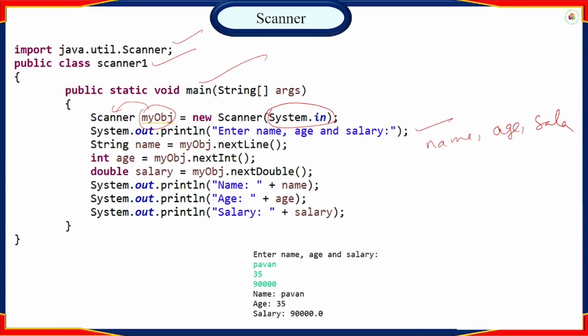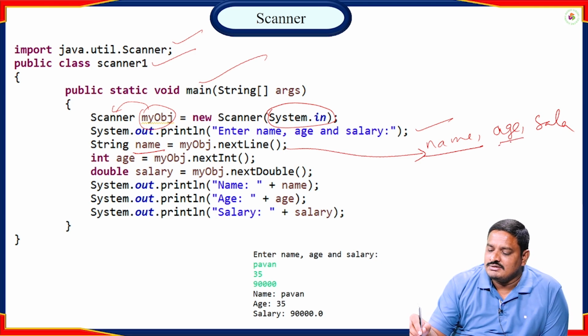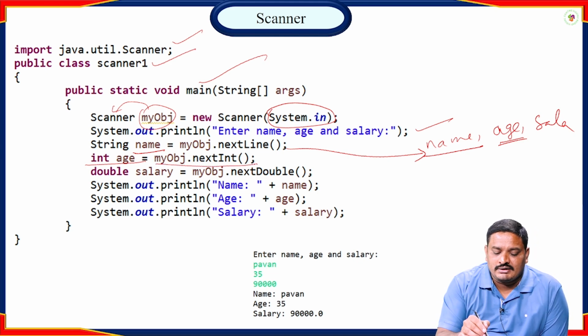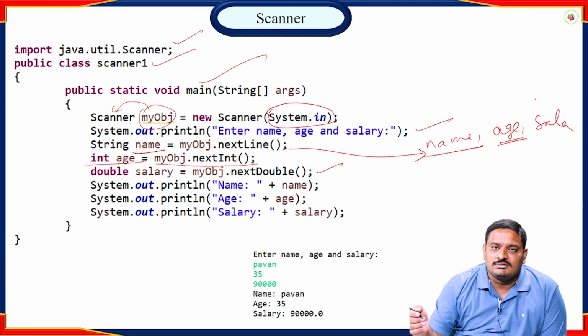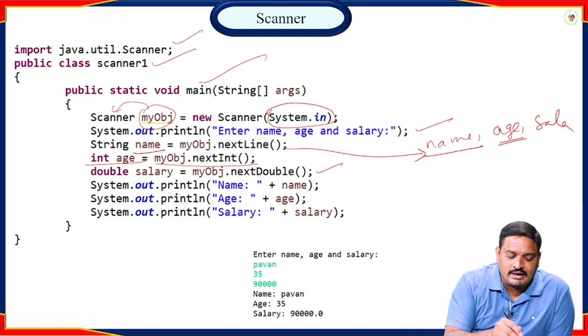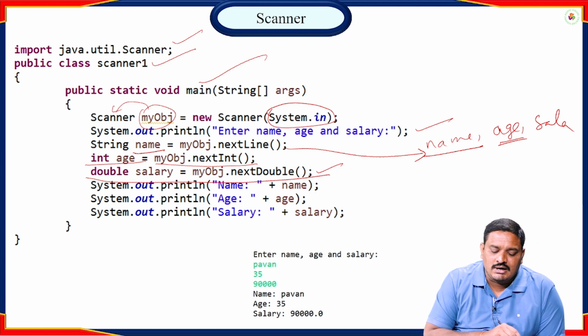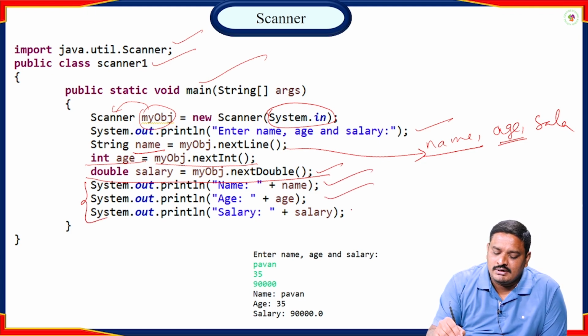Now I am reading every element. String name is my object dot nextLine method; I will read the name. Next one is age, which is an integer, so int age equals my object dot nextInt. By using the nextInt method we can read the age. Next one is salary, which is a double type, so I am using the nextDouble method. Now we can display all the values by using these statements: name, age, salary.